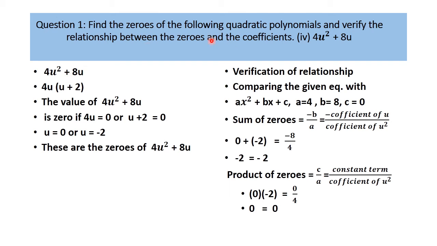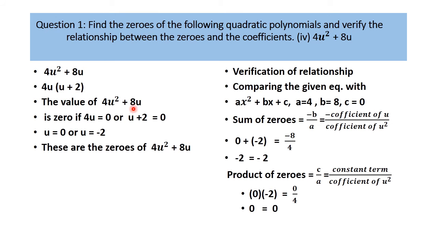Next question, fourth part: 4u² + 8u. Here we are given only two terms. There is no constant term, so we cannot break the middle term here. So what will we do here? We will just take common. We will take common any number between these two terms. So here common is 4u. So here we are left with u + 4 2s are 8.